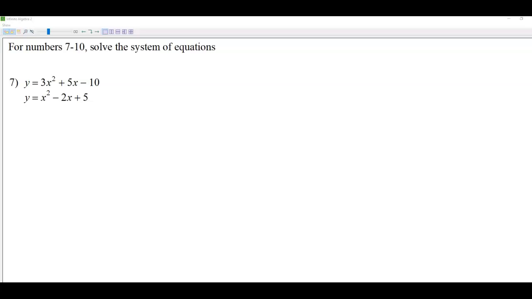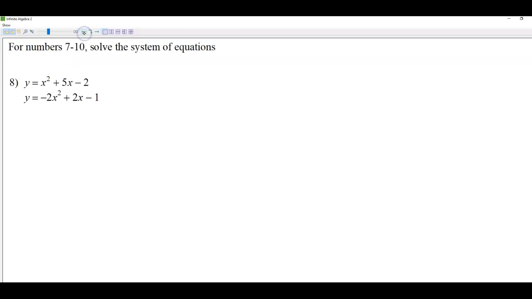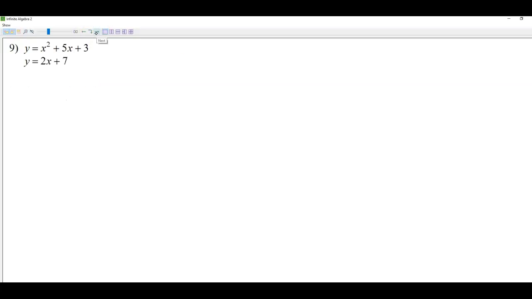All right, continuing onwards. I meant to be doing the even ones. Let's see, I did 7, here's 8, 9. I'll do 10 this time. All right, so step 1, set them equal to each other. And move everything over to one side.